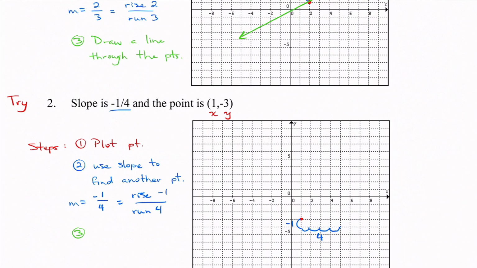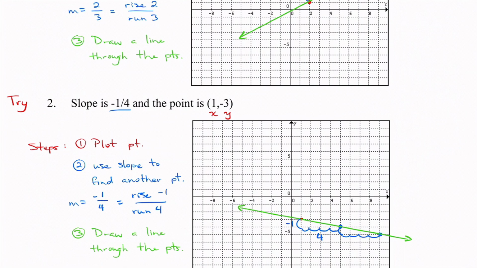And then that gets us to this point right here, so we can plot that point. If we wanted to do it again, we can do another fall of 1 and then another run of 4. So we get another point right there. And then lastly, step 3, draw a line going through our points. So take your ruler, again, gotta use a ruler, and then draw your line going through your points. And then at the end of the line, make sure that you put your 2 arrows.